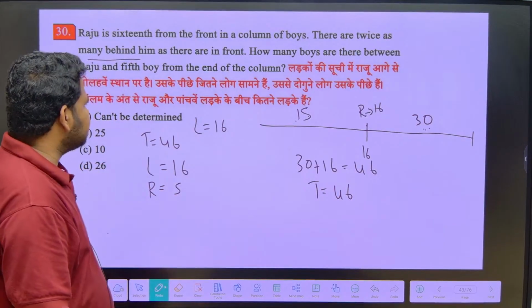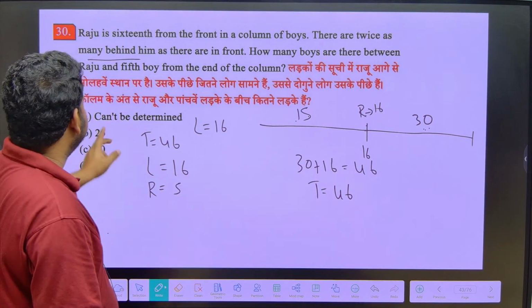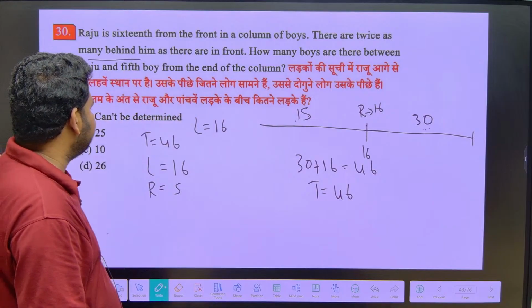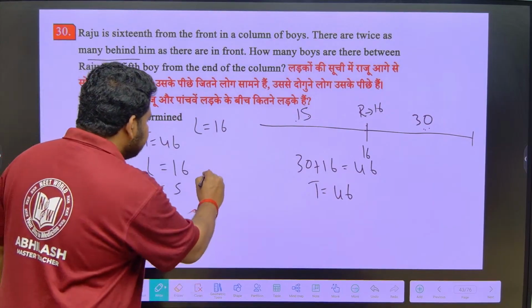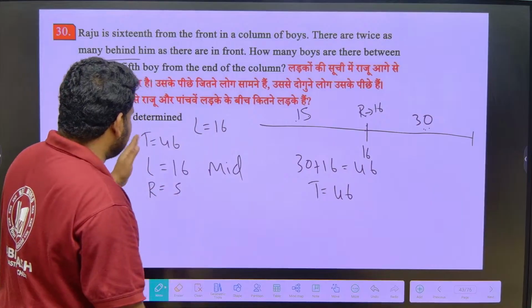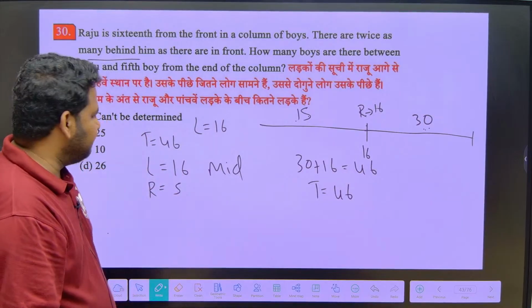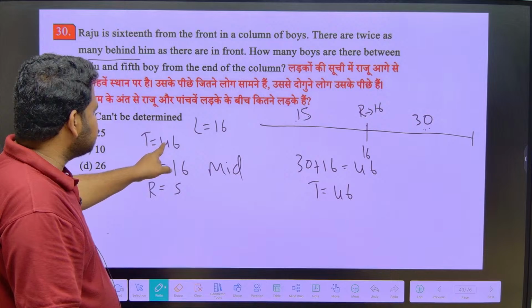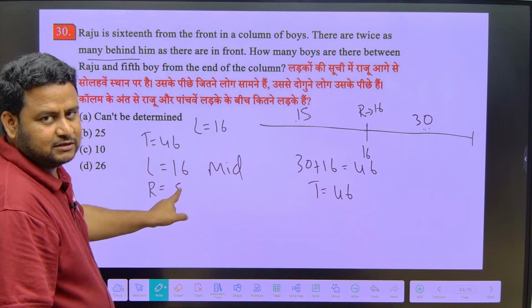Now, what are they asking? How many boys are there between Raju and the fifth boy from the end of the column? That is, they are asking the middle value between Raju and another person. So, which formula should we use? Total is 46. Left plus R is coming as 21. So, which formula should I use?